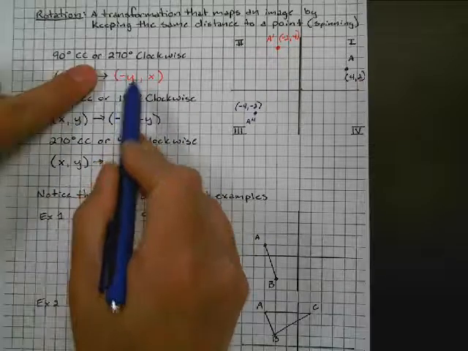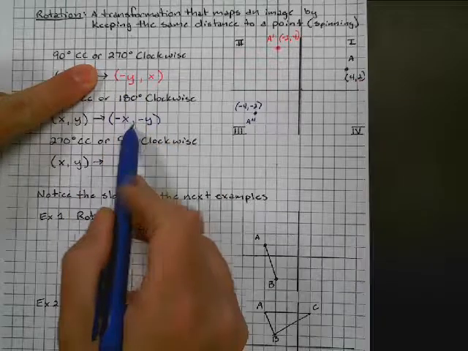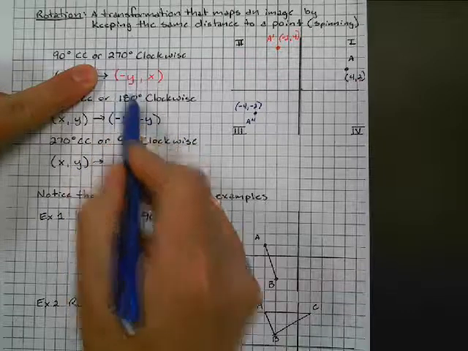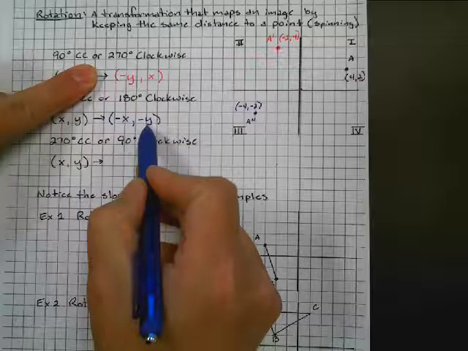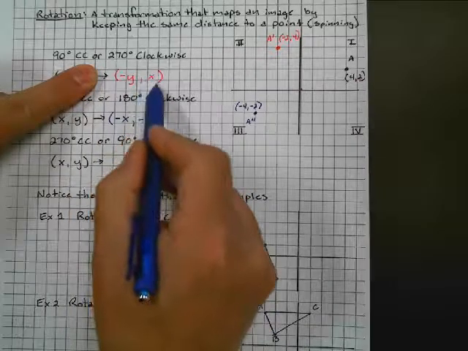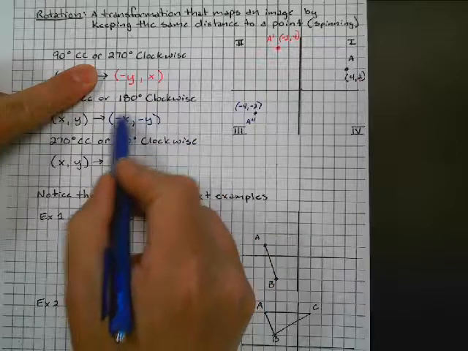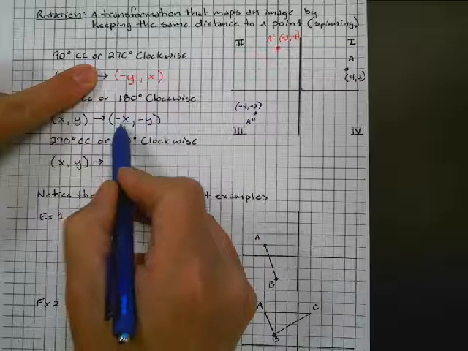Now let's take this 90 and then go another 90. So the x, this is the x right now, goes to the y. So negative y goes over here to negative y. And then the y, which is now the x coordinate, goes to the x coordinate and changes its sign. So x moved to the x coordinate spot and changed its sign.